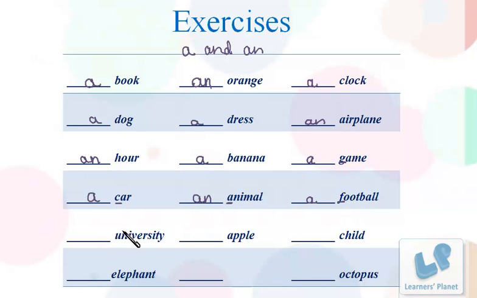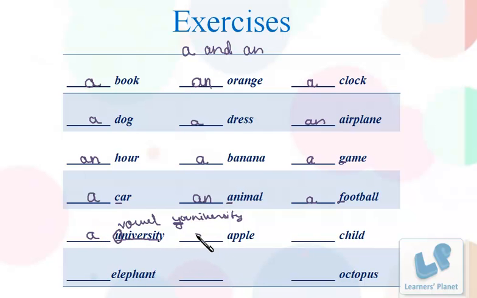A university. Now friends, this is also a word that we have discussed previously. Over here we see that it begins with a vowel, but when you listen to the whole word carefully, the pronunciation, university, we have the sound of y, which is a consonant sound. That's why we will use a over here, a university.